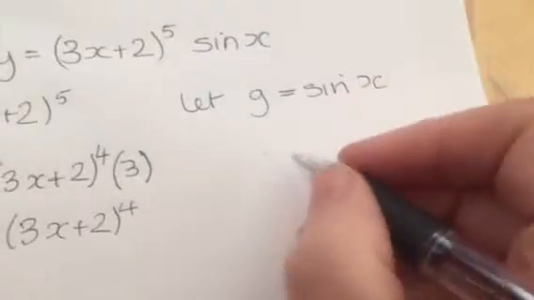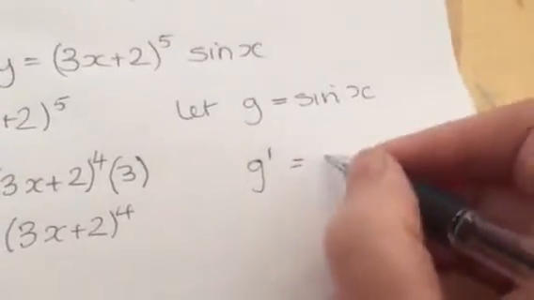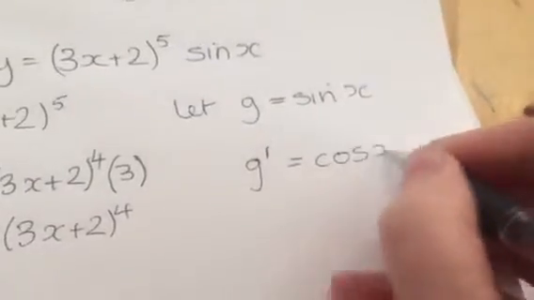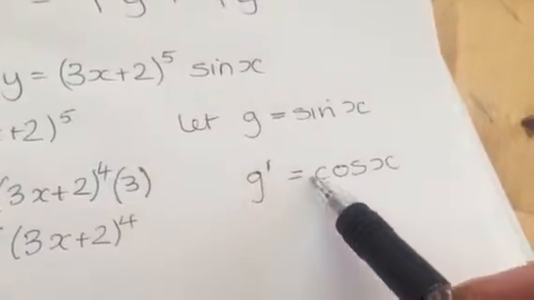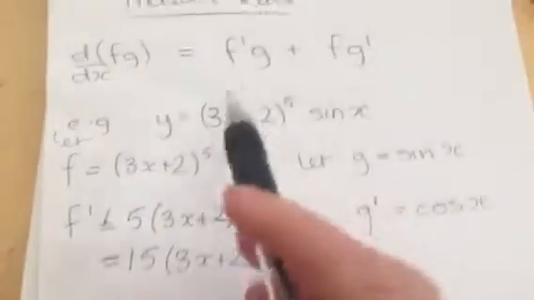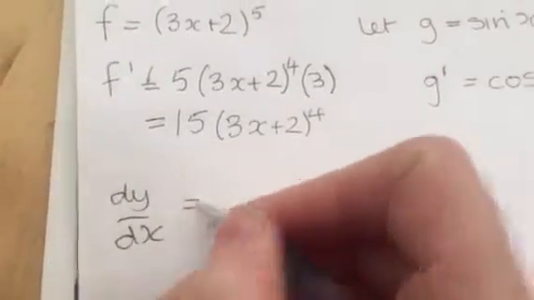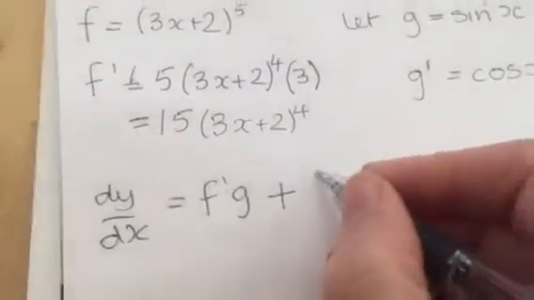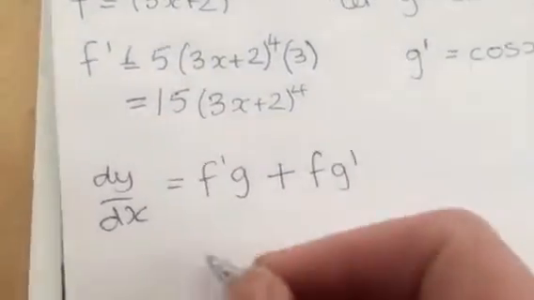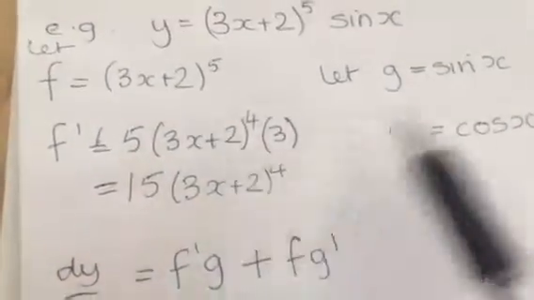And then underneath this one, set it out very neatly, g dash, I differentiate sine x and I get cos x. Always make sure that the sign's right. Differentiate sine, I get plus cos x. So now I use the rule here. So write out the rule. So dy by dx equals f dash g plus f g dash. And then underneath, you just need to copy out the different parts.